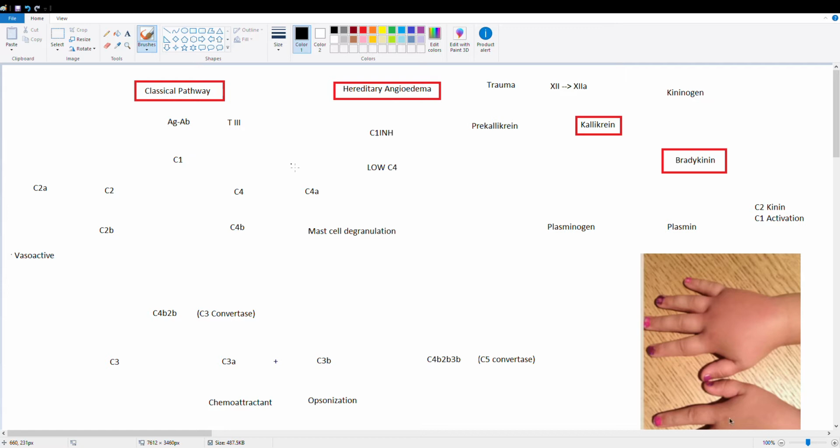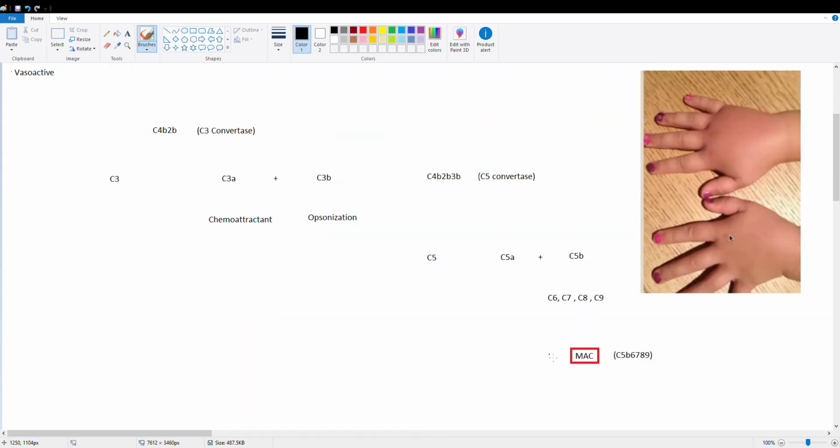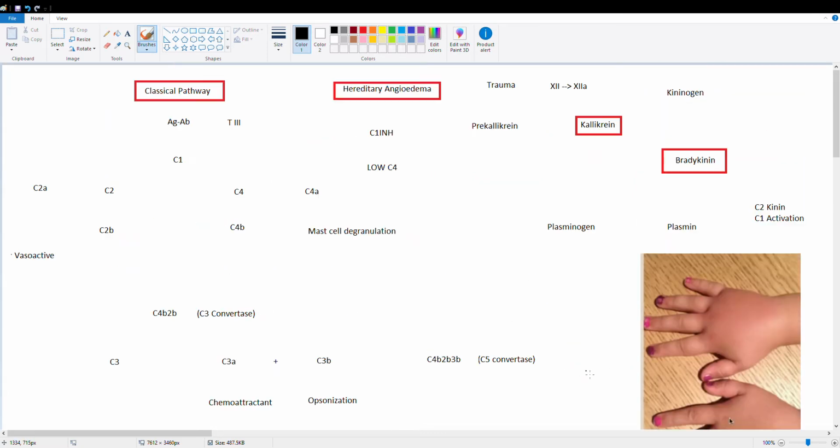So the complement cascade, the main purpose of it is to kill bacteria or get rid of dead tissue in case of injury and things like that. And what happens is all of this pathway is used to create something called the membrane attack complex, which is going to poke a hole in your bacterial cell wall and essentially cause it to explode. So how do we get to forming this membrane attack complex from complement factors?